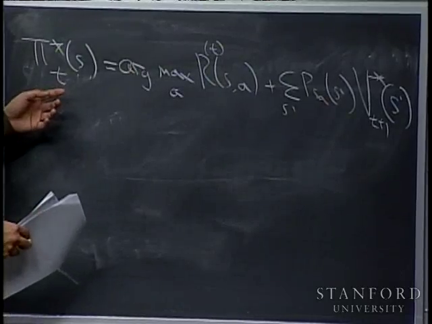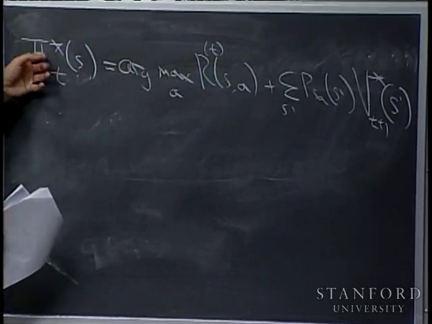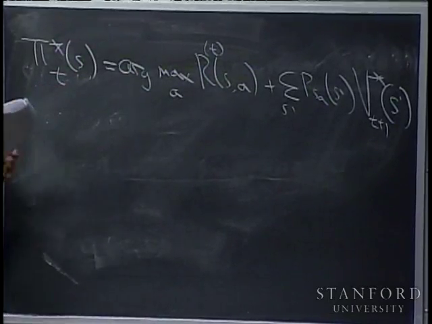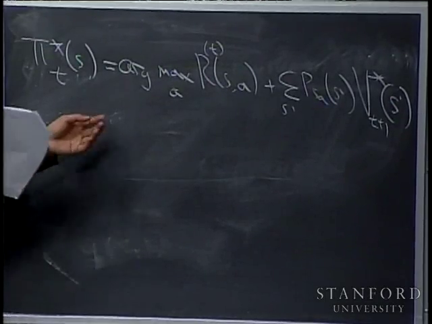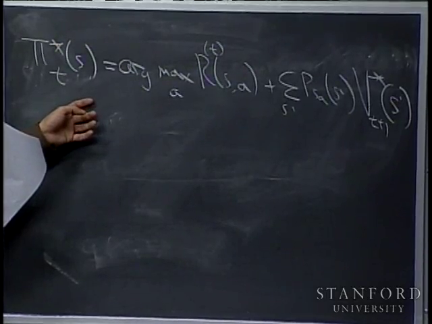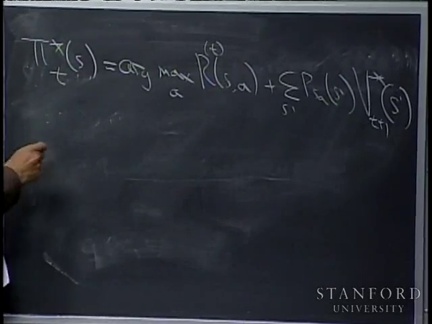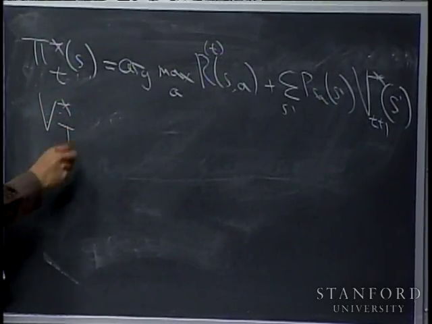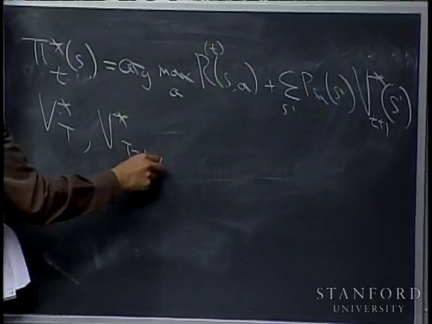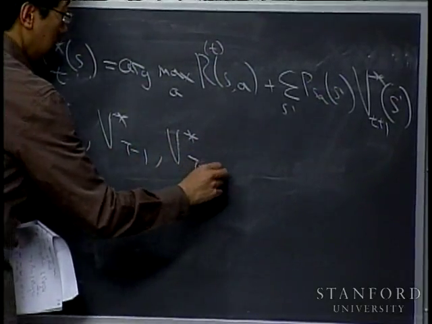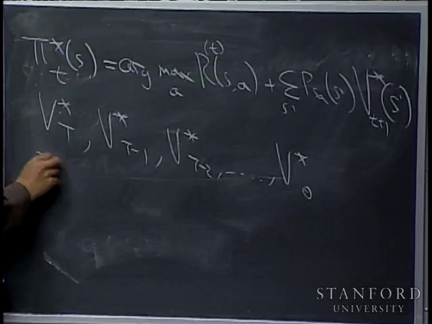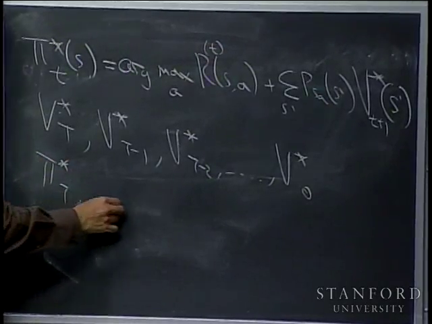And again, note that this is a non-stationary policy because pi star of S may depend on what time it is. Okay. So what you do is you compute V star of T, and then using the backwards recursion, the dynamic programming algorithm, you compute V star T minus 1, then V star T minus 2, and so on down to V star of 0. And then from these, you compute pi star, T and so on.